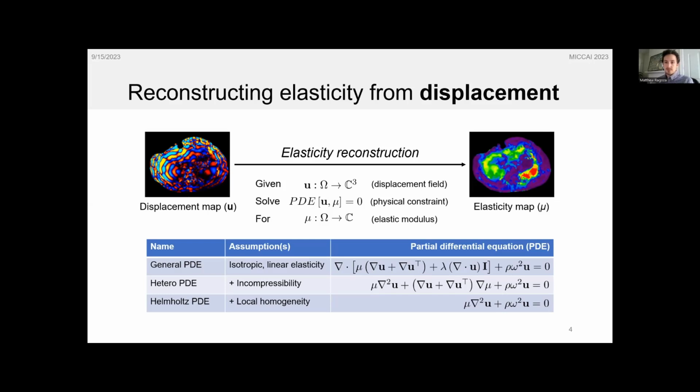Regardless of the assumptions chosen, numerical methods such as finite differences or the finite element method are typically used to solve for elasticity from displacement. However, these numerical methods are sensitive to noise and physical assumptions, and they do not have the ability to learn from anatomical images.